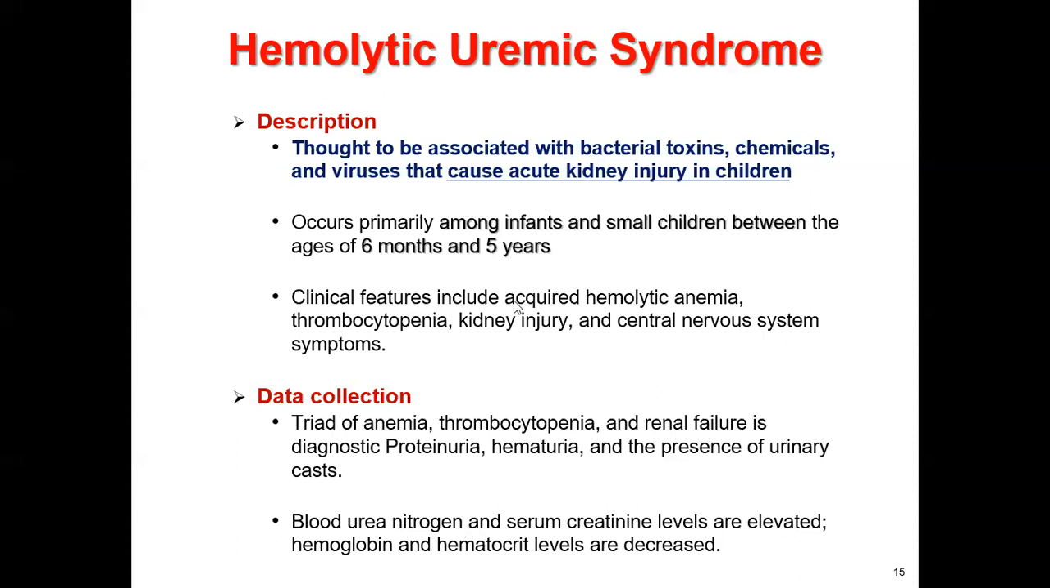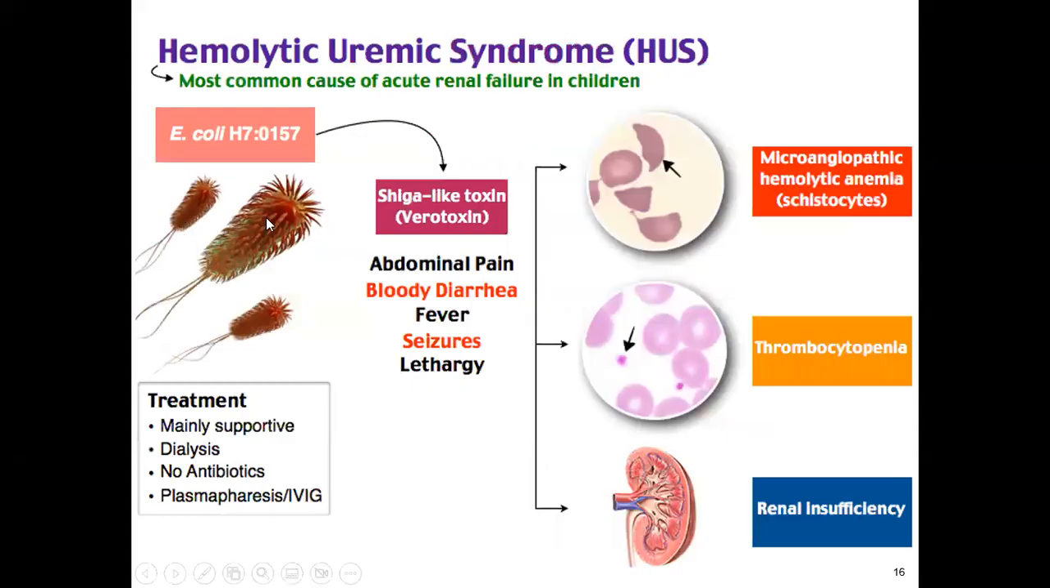The clinical features include acquired hemolytic anemia, thrombocytopenia, kidney injuries, and central nervous system symptoms. So the pathology: the toxin is produced by the organism. This organism is called E. coli, a particular strain, E. coli 0157. This is the bacteria identity number.